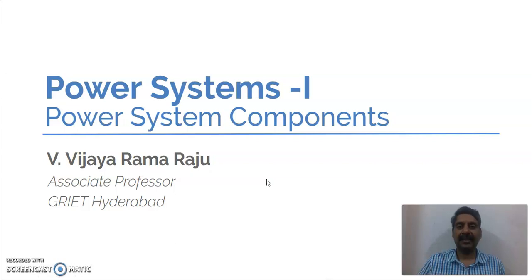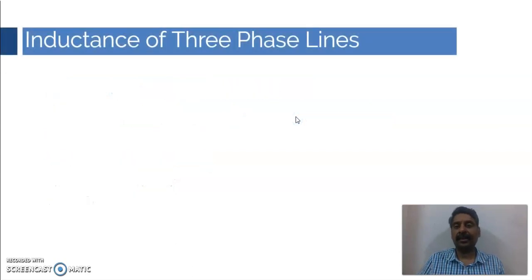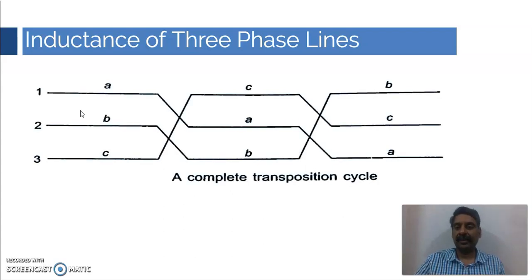Namaste. In the previous learning dialog video, I discussed the transposition cycle. To avoid unbalanced voltage at the receiving end, we transpose the conductors at uniform distances. In this video, we will consider such a transposed line and calculate the inductance of a three-phase line in such a case.